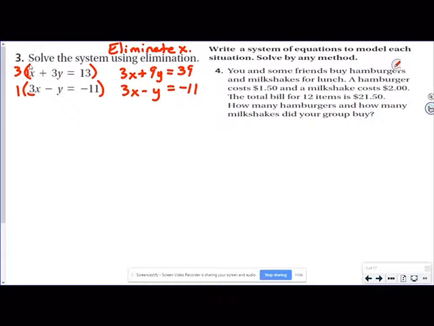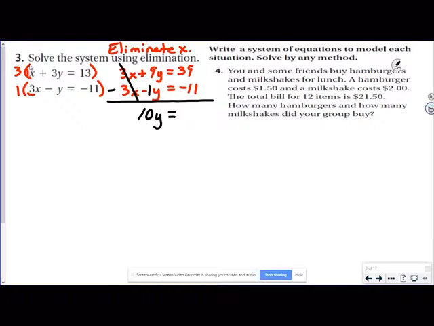But what I've done here is I've made both x's exactly the same. And that's what I want to do for elimination purposes. To eliminate, I'm going to subtract. So 3x minus 3x is 0x. Those go away. Now you have to be careful. That's a negative 1 in front of that. 9 minus negative 1 gives me a positive 10y.